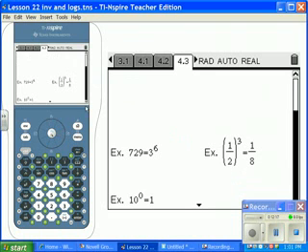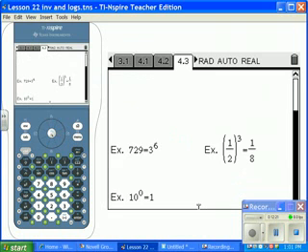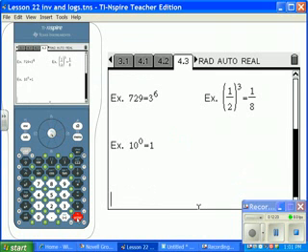Okay, so take a minute to do the next three. Pause here if you need to. When you come back, the solutions will be on the board.